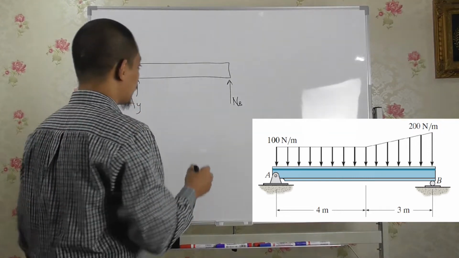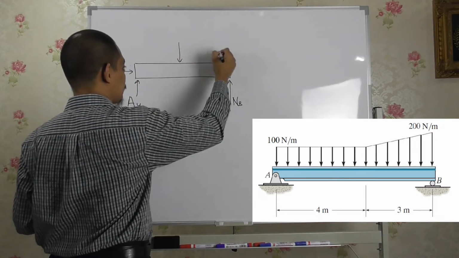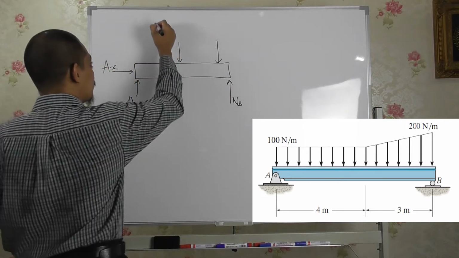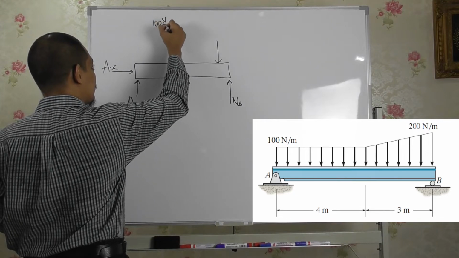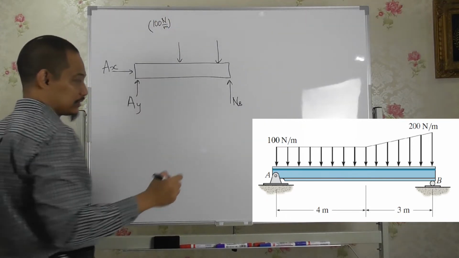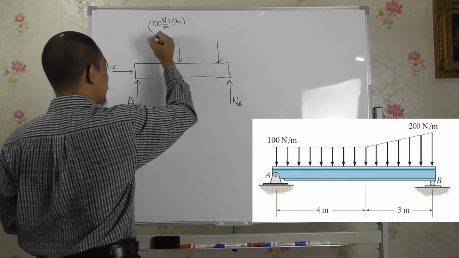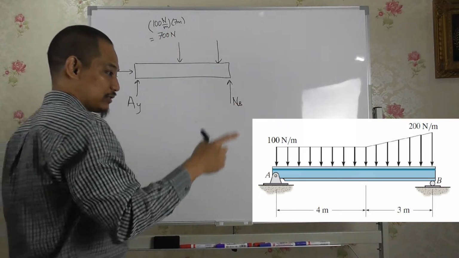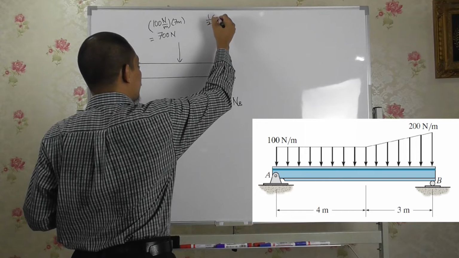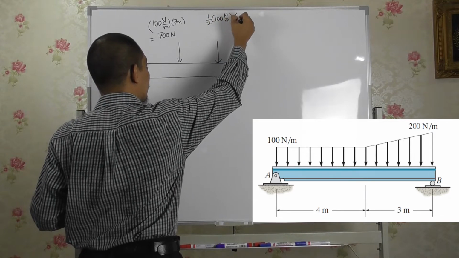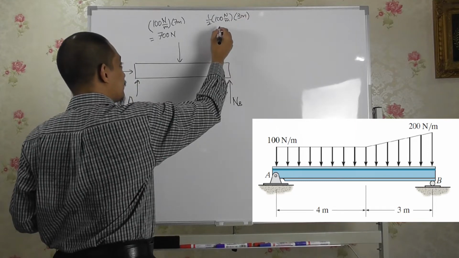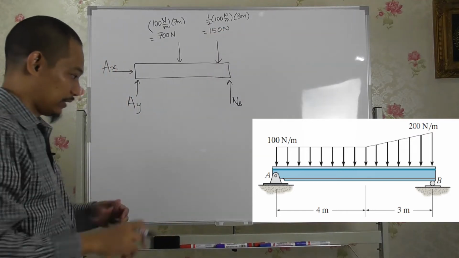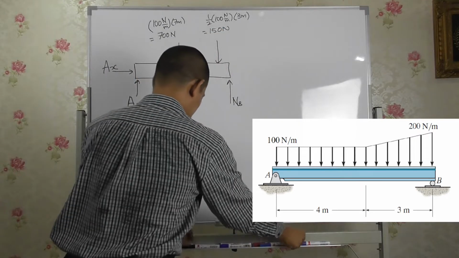And then you have that distributed loading, so from there you will have two forces here. One is from the rectangle, so basically that is 100 Newton per meter times the distance of 4 plus 3, which is 7 meter. We have done this in the previous tutorial, right? So this is 700 Newton. And then there's the triangle, so half times 100 Newton per meter times 3 meter, so you'll get 150 Newton, right?